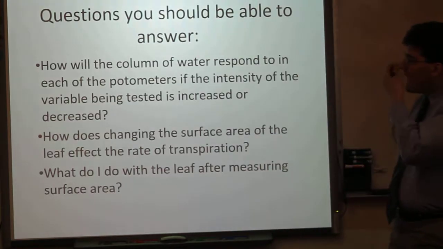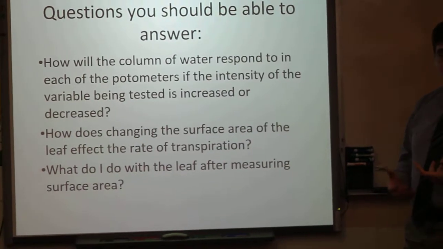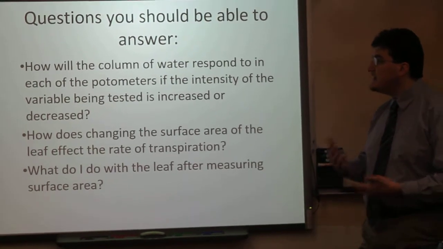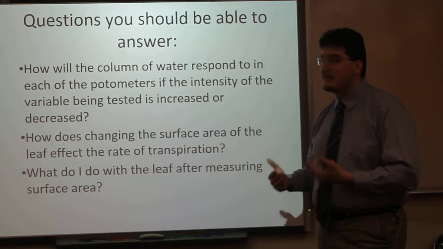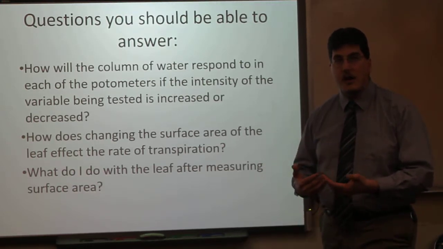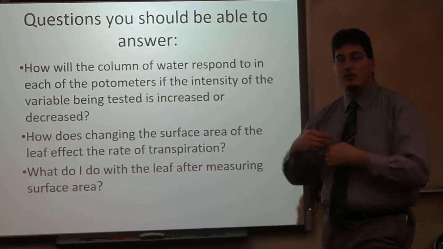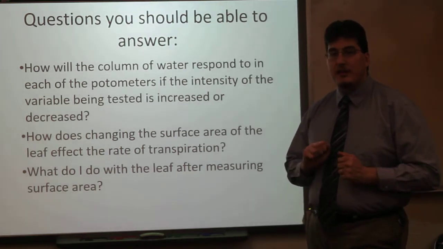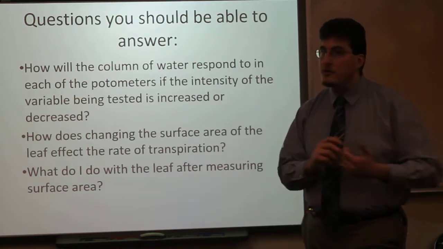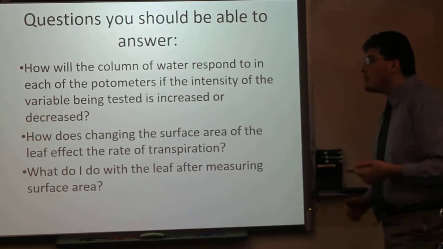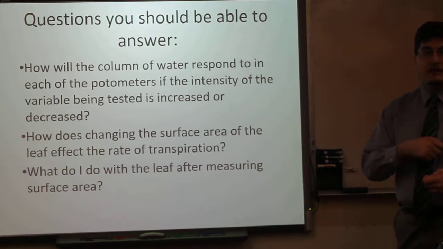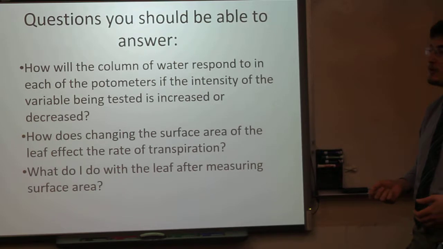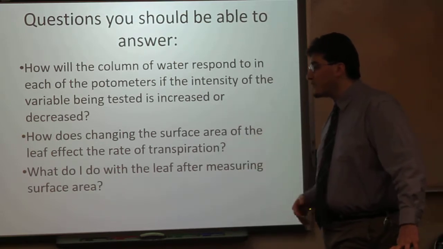Now, these are the sorts of questions you should be able to answer. How is the column of water going to be able to respond in each of the photometers if the intensity of the variable being tested is going to increase or decrease? So if I increase the intensity of the circular fan, or if I move the light bulb closer or farther away, how will changing the surface area of the leaf, removing leaves, or covering leaves, or painting over the surface of a leaf with lacquer, how will that affect the rate of transpiration?